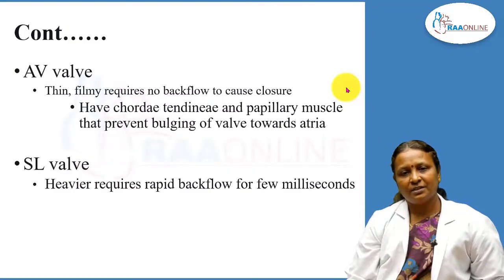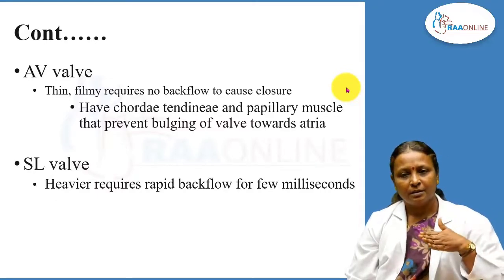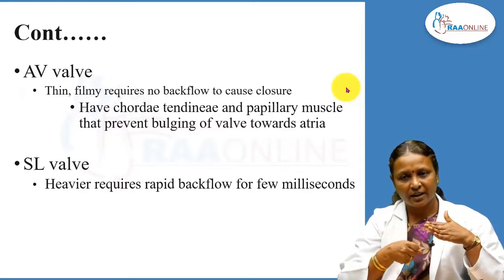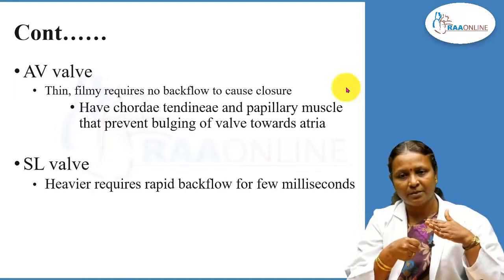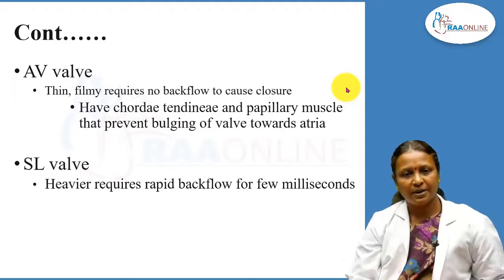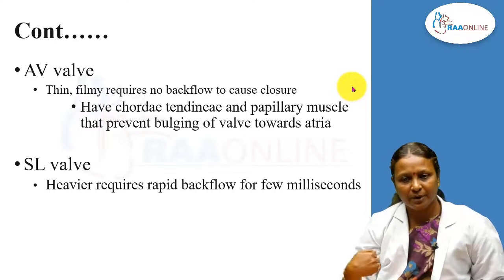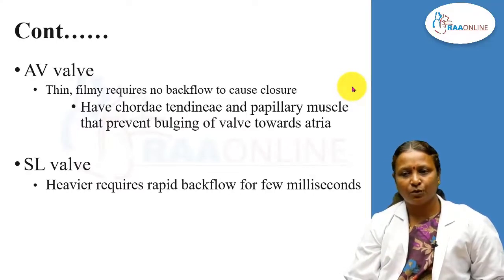The AV valve is thin, filmy and requires no backflow to cause closure. The atrioventricular valves have chordae tendineae and papillary muscle. The function of the papillary muscle is to prevent bulging of the valve into the atria, and whenever the ventricle is contracting, the chordae tendineae and papillary muscle will prevent opening of the valve into the atrial segment. The semilunar valves are heavier and they require rapid backflow for a few milliseconds for closure.